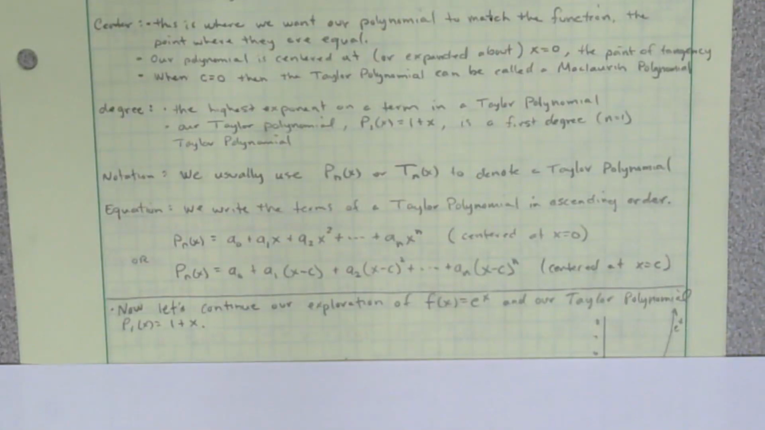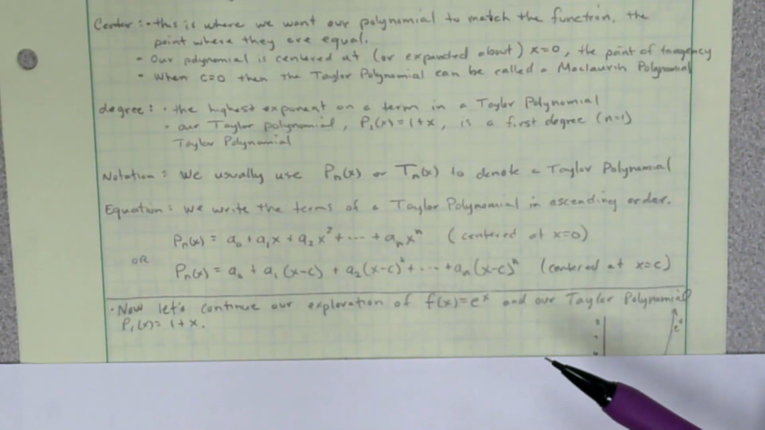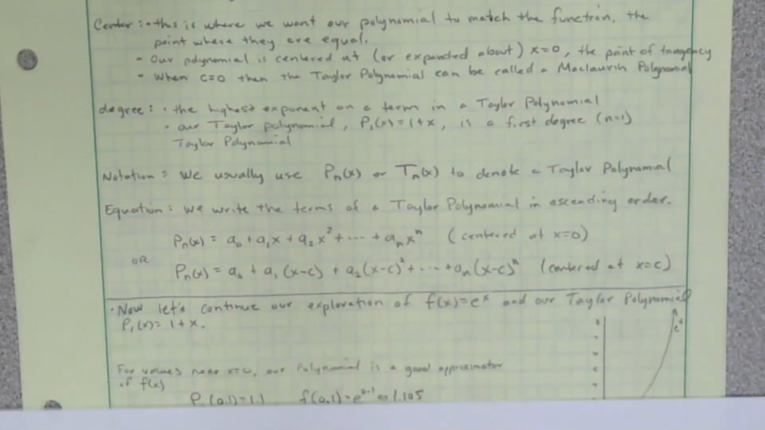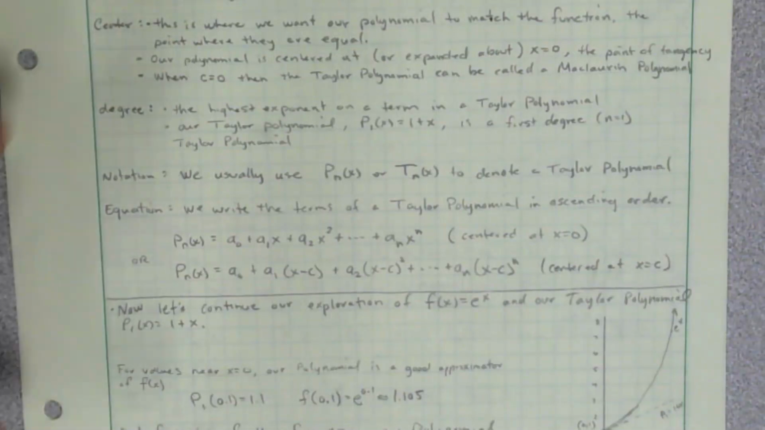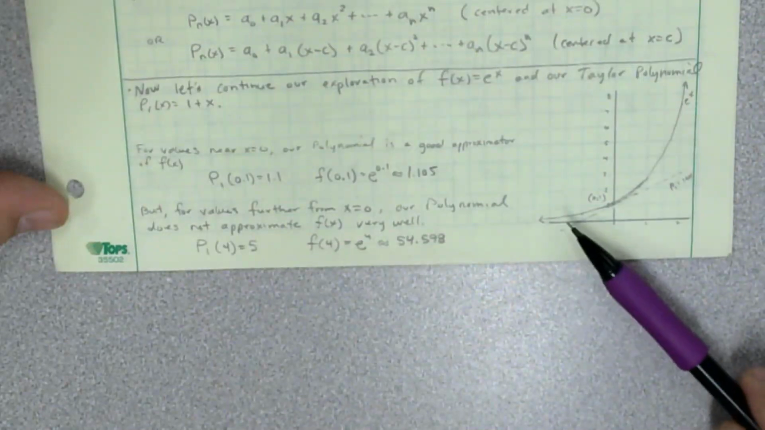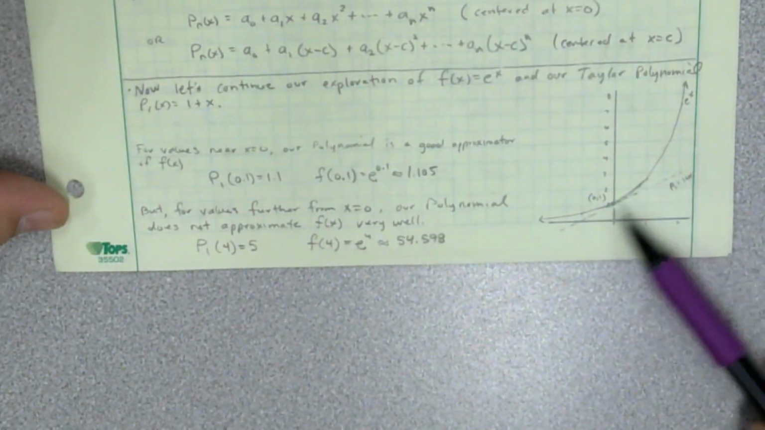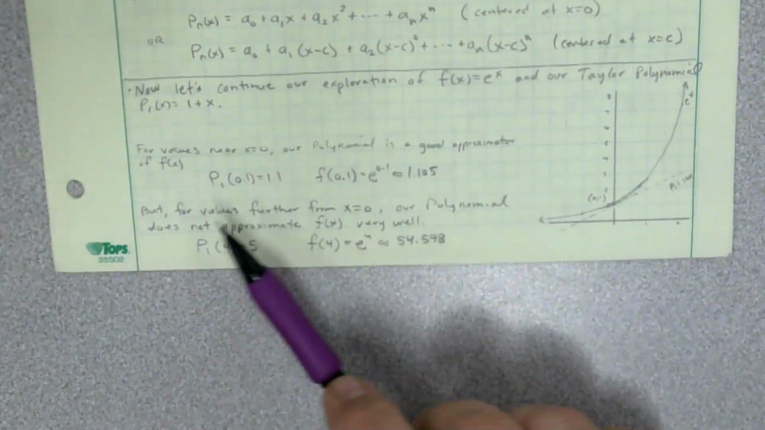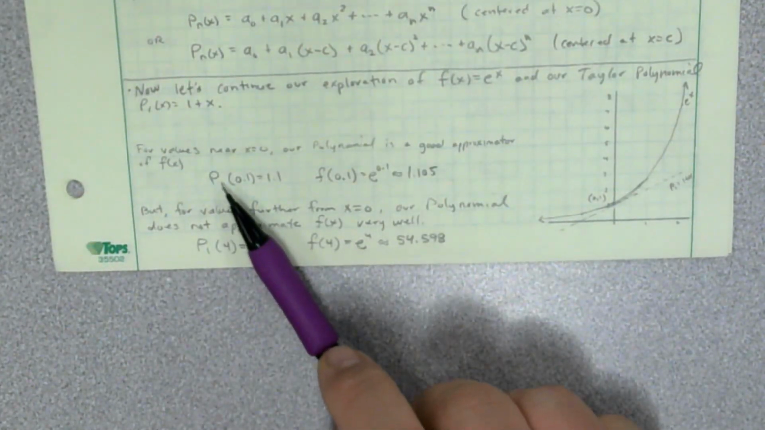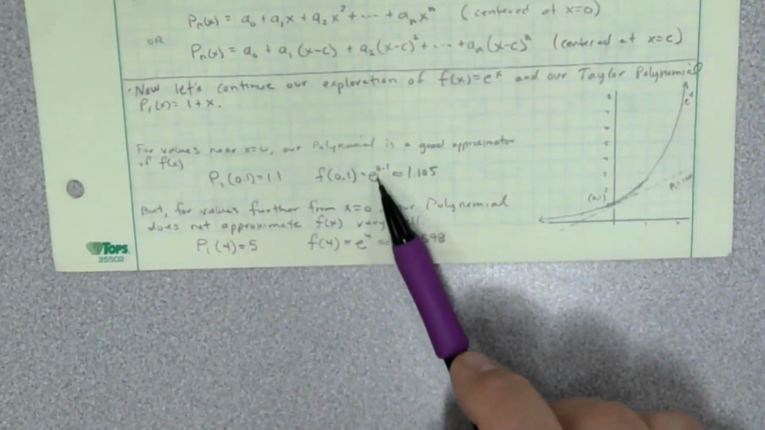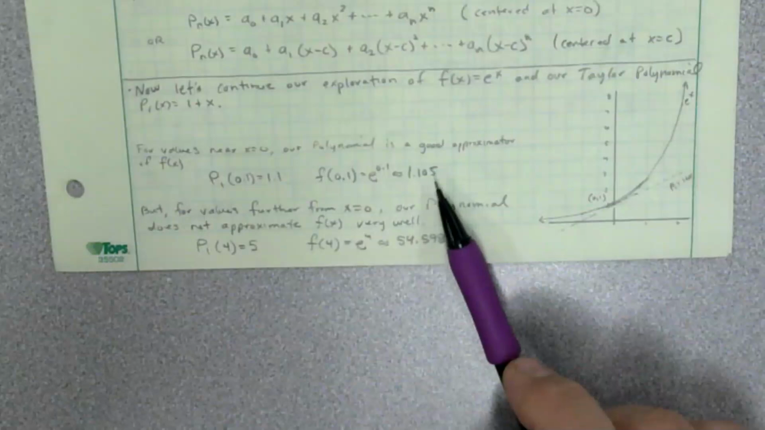All right, let's continue our exploration of e to the x and our Taylor polynomial 1 plus x. I'm going to show it to you so you can see it. I have to zoom out just a bit so you can see it all. Here's our e to the x graph that I've drawn. Here is our 0, 1, and here's our tangent line, 1 plus x. For values near 0, our polynomial is a good approximation. Our polynomial, 1 plus x at 0.1, is 1.1. For the actual function, e to the 0.1, it's 1.105, so it's pretty darn close.